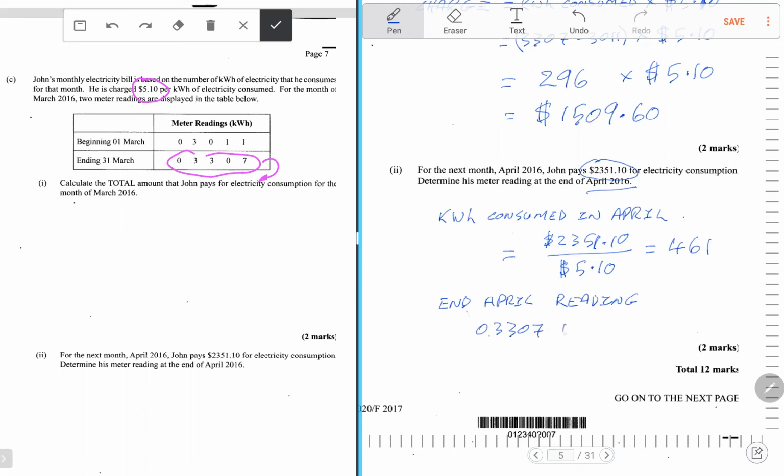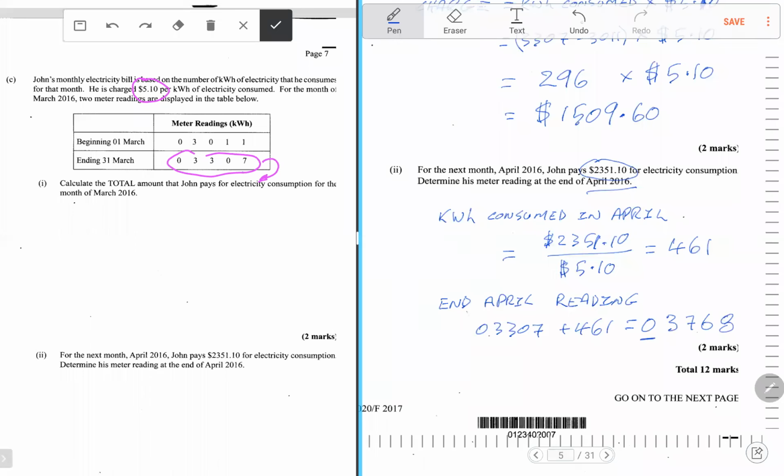03307, plus the amount that he consumed, because the meter is going to increase by 461. And remember, it's a meter reading, so I have to put the same 0 in front. I have to write the meter reading as it was. So it's 3307 plus the 461. And so the new meter reading is 03768. You have to write the 0 in front there, because that's how the meter reading is presented.